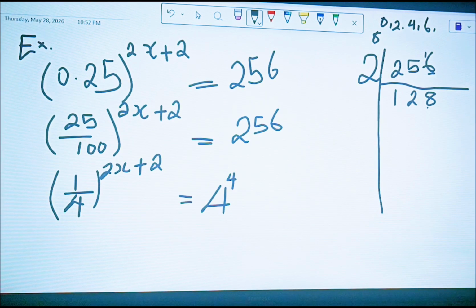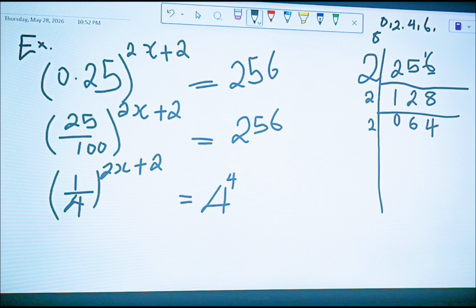Again, look at the new number. Is it ending with any of these elements? Yes, meaning you should continue with 2. So 2 cannot go into 1. It means we replace it with 0. So take it as 12. 2 will go into 12 how many times? 6 times. And it will go into 8 4 times.